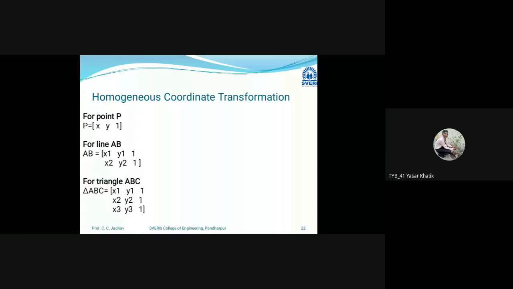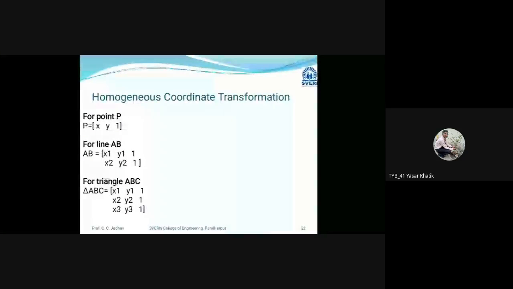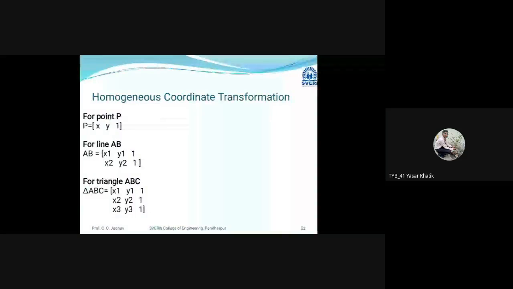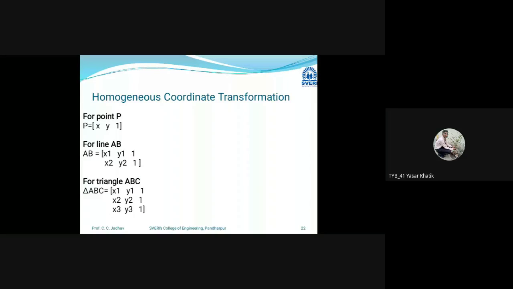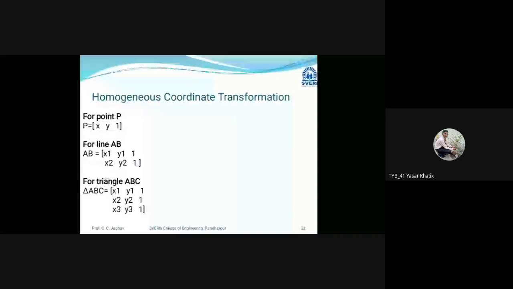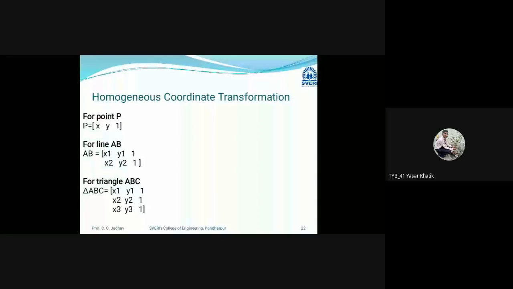You got some idea about how to solve simple geometric problems. Then the second title we have seen is the homogeneous coordinate transformation. In the previous geometric transformation formulas, we considered only a simple problem, means a single operation for a single problem. But in computer graphics we have to do more than one operation at a single point, so we have to use the homogeneous coordinate transformation system.